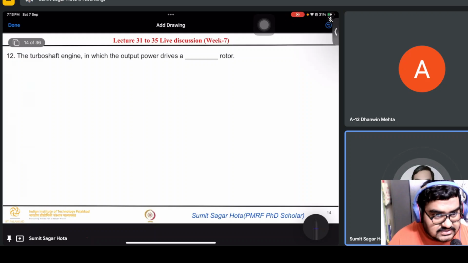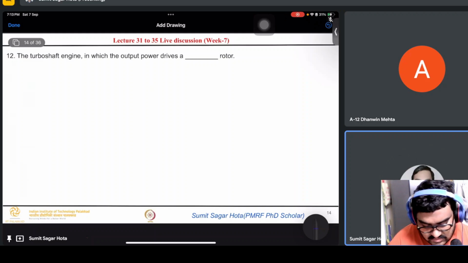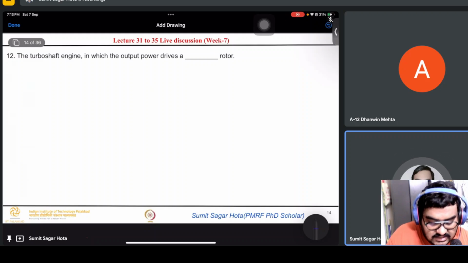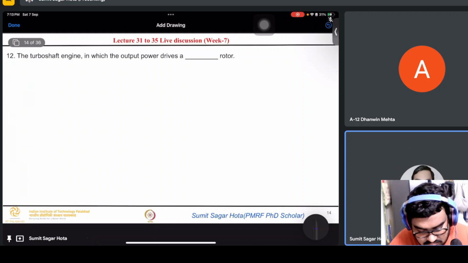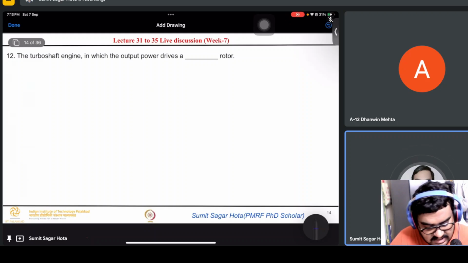So now the question is the turboshaft engine in which the output power drives a rotor. Here they asked for the name of the turboshaft engine example. You can directly write down helicopter. Helicopter is the answer.